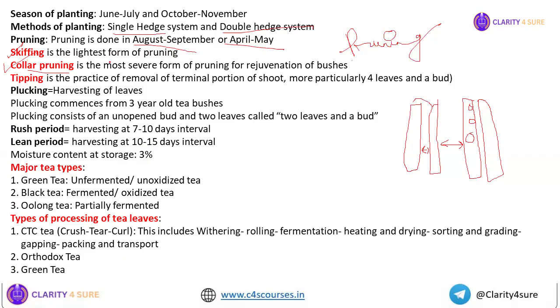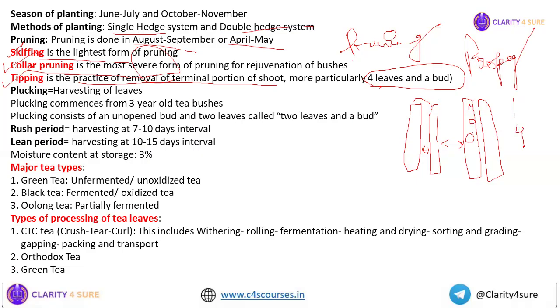Skiffing is the lightest form of pruning in tea, and collar pruning is the most severe form of pruning. Another form of pruning is tipping. Tipping is the practice of removal of the terminal portion of a shoot, or more particularly four leaves and a bud. We've seen that in propagation of tea it was a single node cutting. Now, what is tipping? This is a four leaves and a bud.